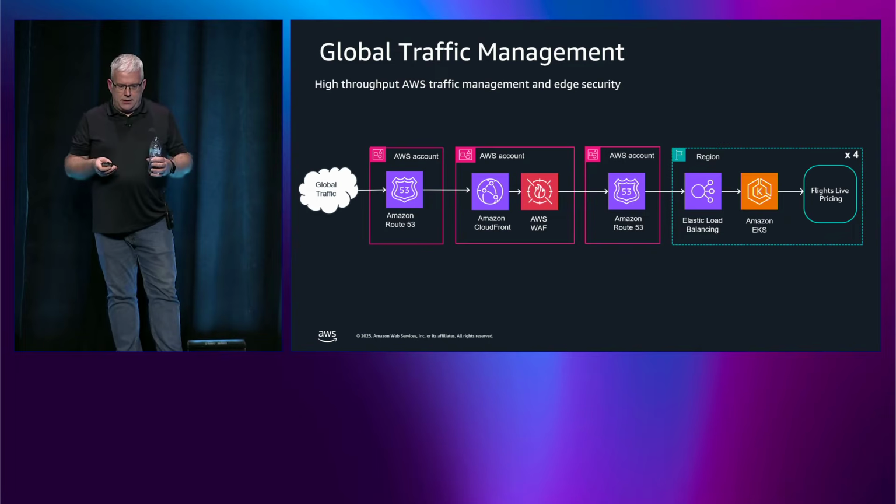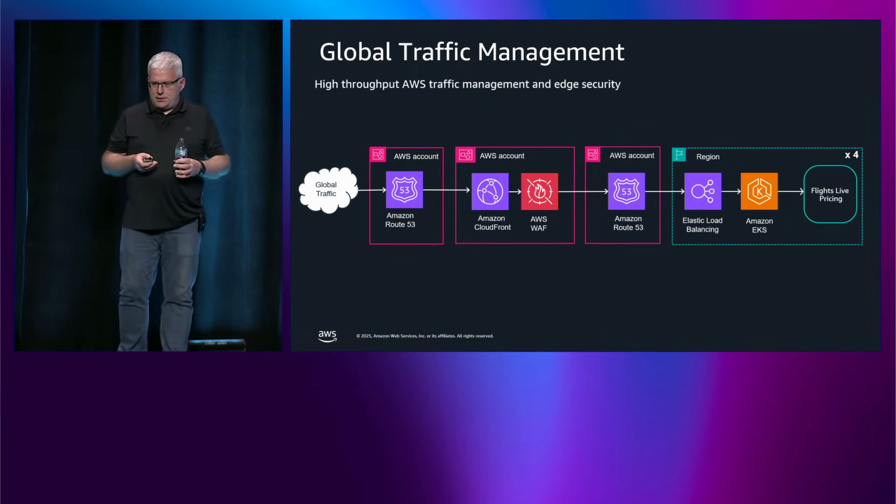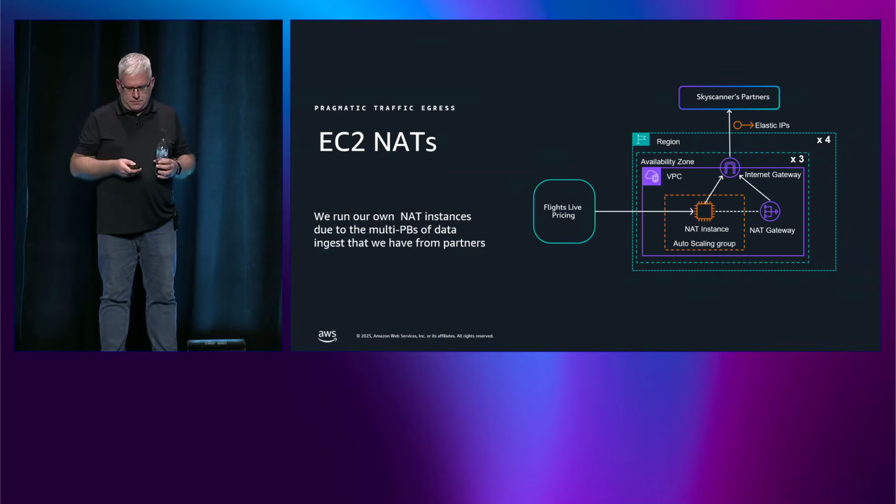We then have an additional layer of Route 53, which uses weighted DNS and health checks to shift traffic between regions. Then within a region, NLBs feed traffic into a cell cluster, and from there, Istio handles the last mile routing down to the individual pods.